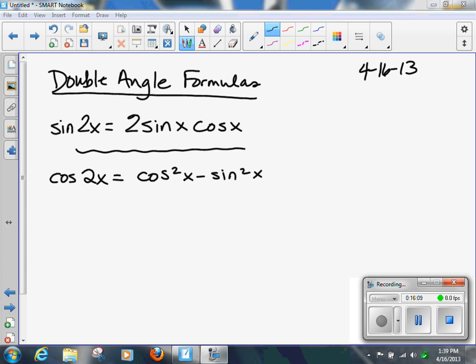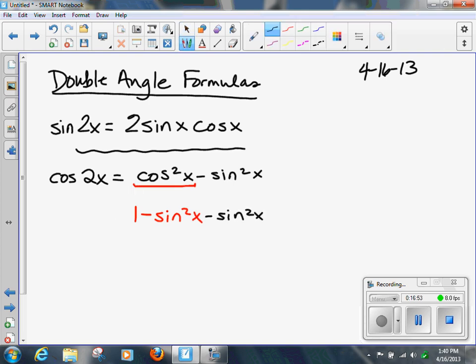We're going to put some things on the card, but not this. Look at this cosine formula, though. Is there anything we could substitute in? Do you know from your card already, and some of you know this from memory, that cosine squared is 1 minus sine squared? And then I'm going to bring down the minus sine squared that's already there. And when we combine like terms, we get 1 minus 2 sine squared.